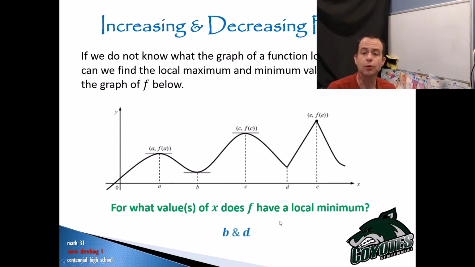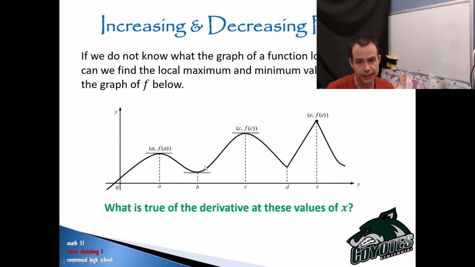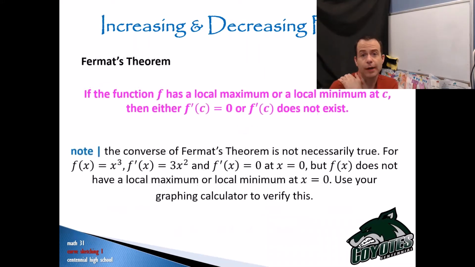And then what's happening as far as the derivative goes? Well, at B, again, I would have a derivative of 0. And at D, I would have a derivative that doesn't exist. Again, because of those multiple tangent lines that I can draw there, because there's a kink in that graph. So the derivative at B is 0, and the derivative at D does not exist. Okay, so that leads us to Fermat's theorem.